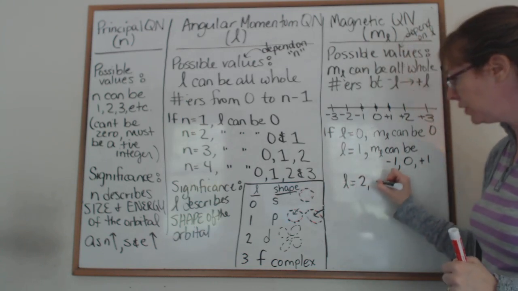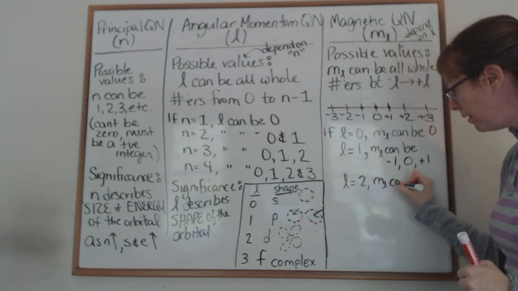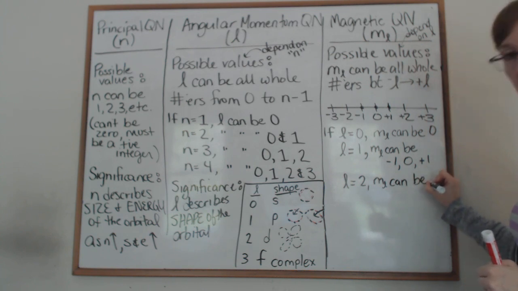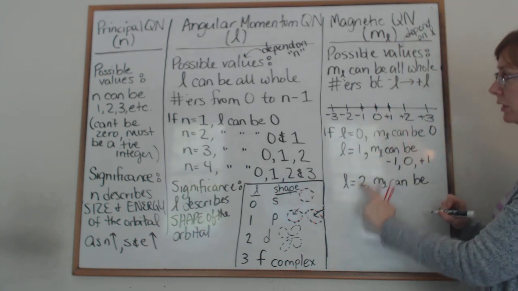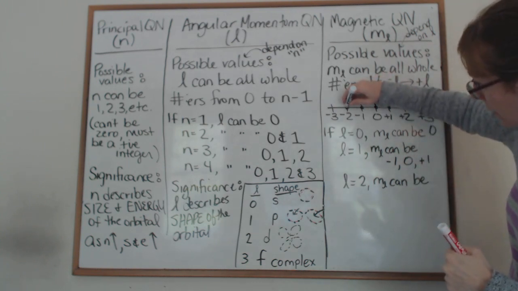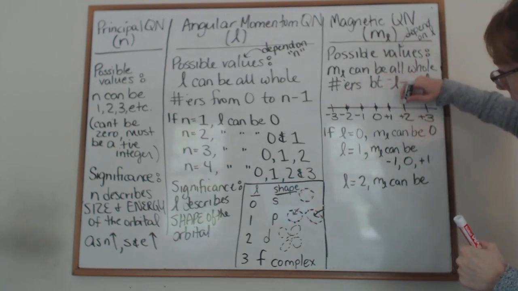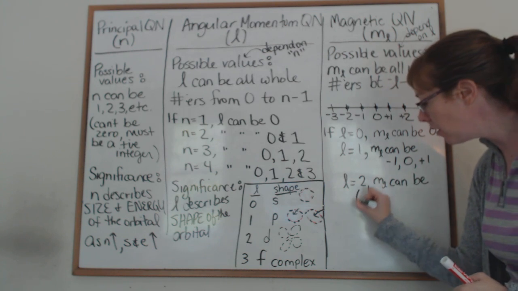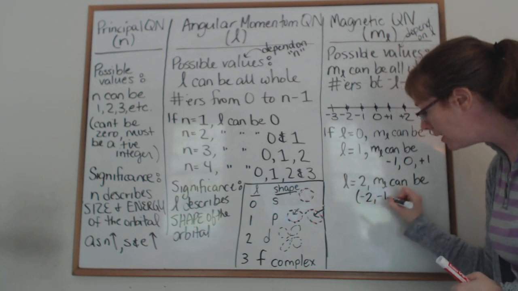When l is equal to 2, m_l can be all numbers from negative 2 to positive 2. So negative 2, negative 1, 0, positive 1, positive 2. And that's all the numbers that m_l can be in this scenario.